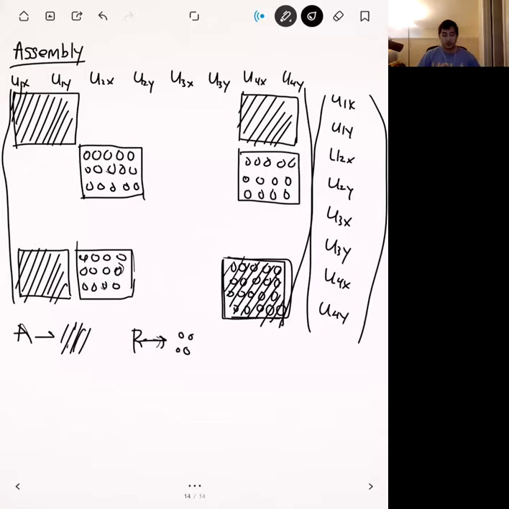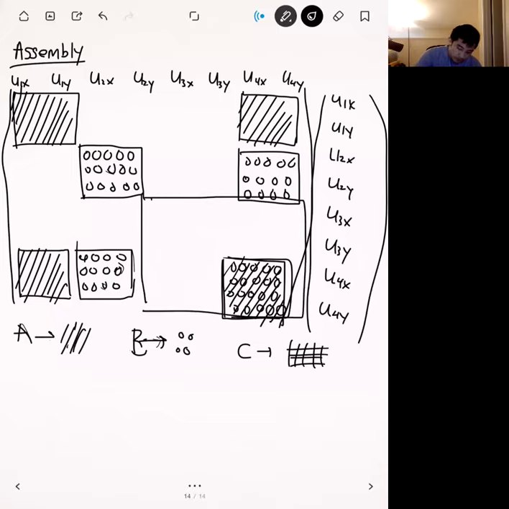Okay. And so that's that, right? And then C, let's use checkerboard. Right? And so element C here is going to act on nodes 3 and 4. And so this is actually going to be one big continuous block here. Okay. And let's put the checkerboard in for this guy.